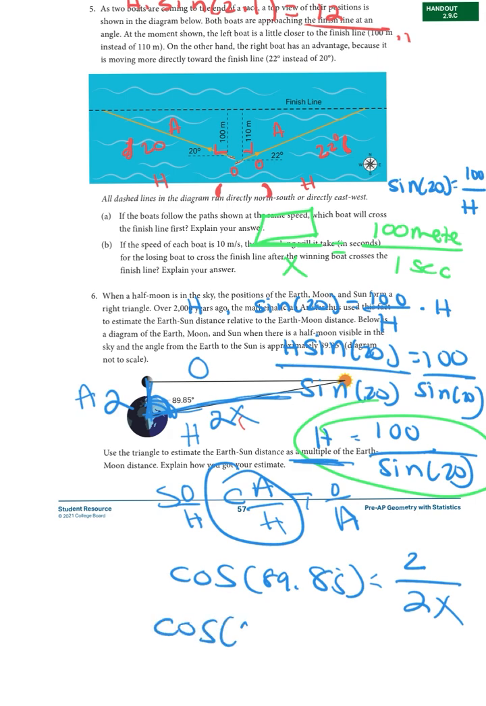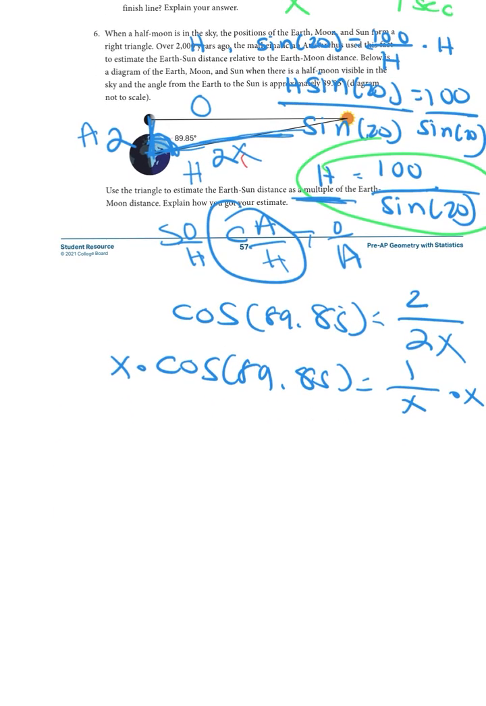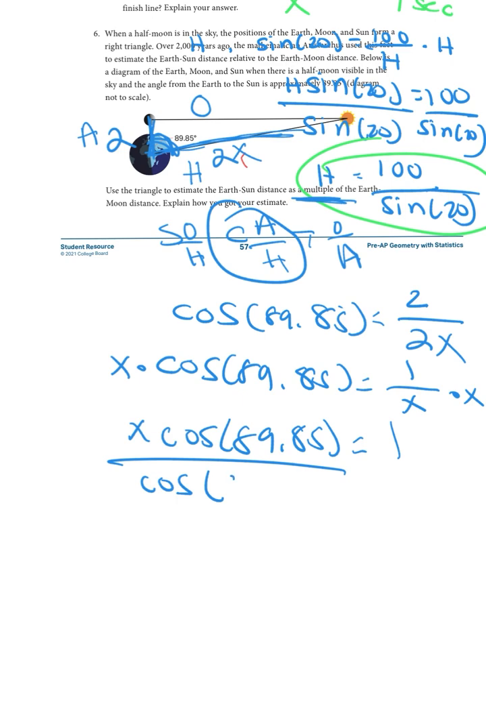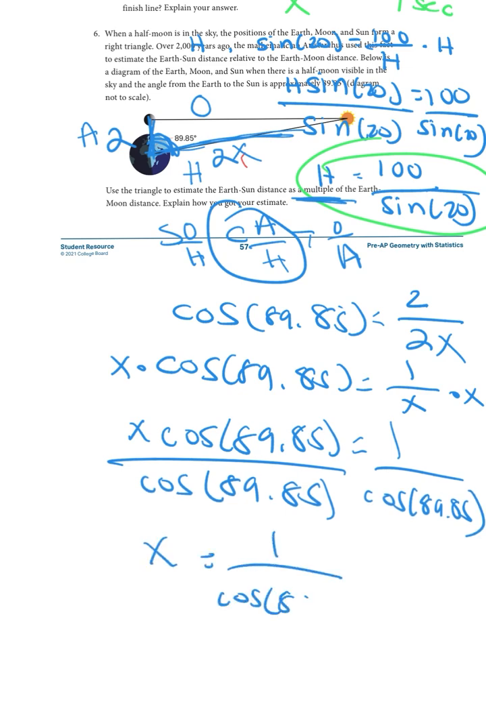And whenever I reduce that, I get 1 over x. And then I solve for x, so multiply by x, multiply by x. So then I get x cosine 89.85 is equal to 1. And then I have to solve for x, so then divide by cosine 89.85. And then I get that x is equal to 1 over cosine 89.85. And I'll let you compute that, and that's your answer, okay?